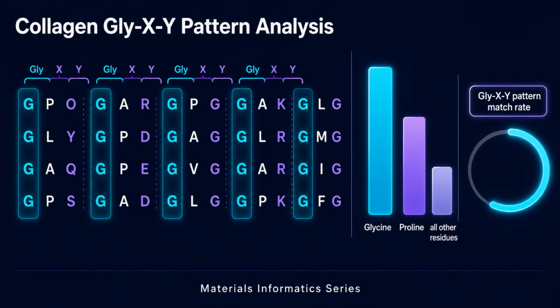Glycine must occur at every third position because it's the only amino acid small enough to fit in the center of the triple helix. By extracting the sequence and checking glycine positions, we can verify the pattern match rate. Amino acid composition analysis shows glycine and proline dominating, as expected for collagen. This sequence pattern analysis is essential for designing collagen mimetic materials.